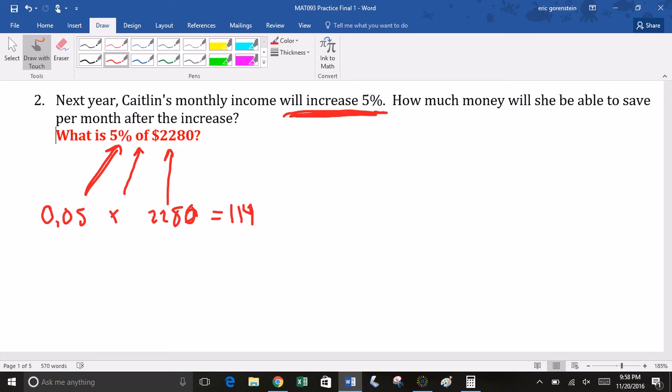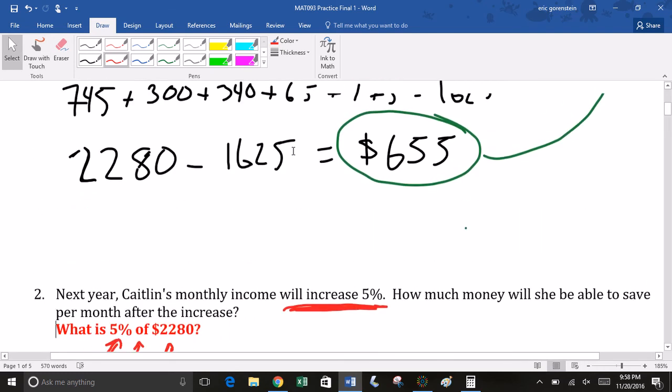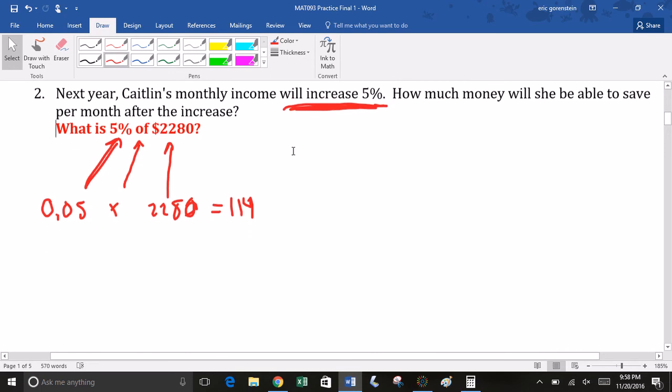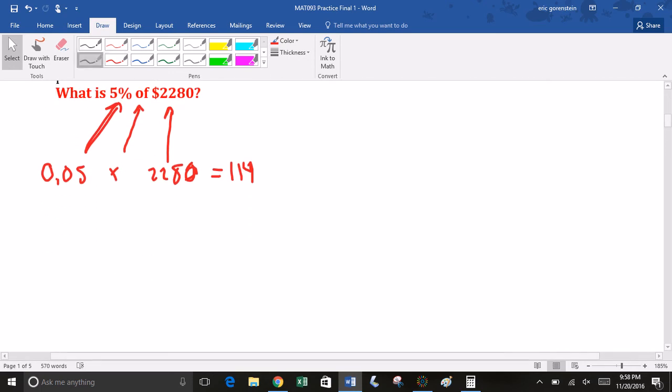So how much will she be able to save per month after the increase? Well, if I go back to problem one, she was able to save $655. Her expenses are the same, but she's making more money. So she's able to save that $655 plus the additional $114 that she's making.